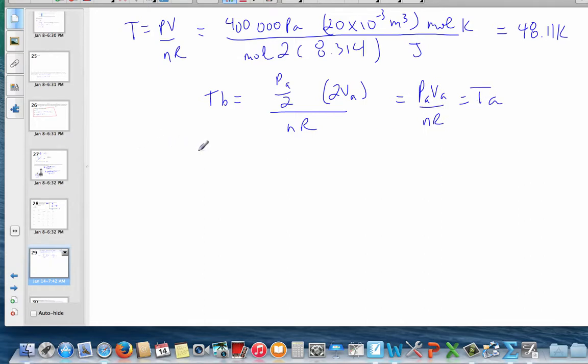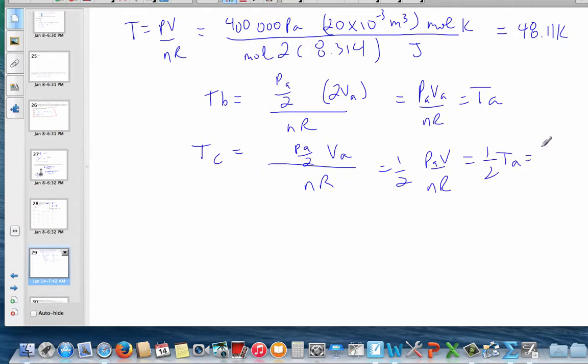Temperature C we can also do proportionally. At the point C, we see we have the same volume as at the point A, but the pressure is halved. So we see we're going to end up with a factor of a half there. We'll have exactly half the temperature at point C that we had at point A. So that's 24.005 Kelvin. So that's what we were asked to show, first of all, those temperatures.